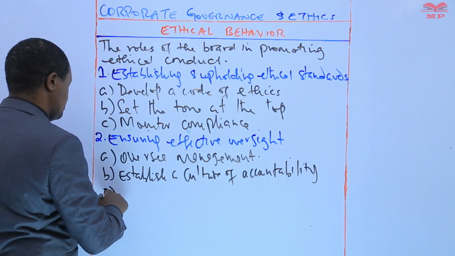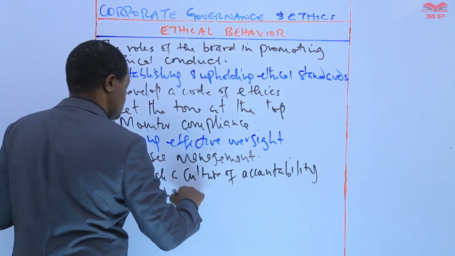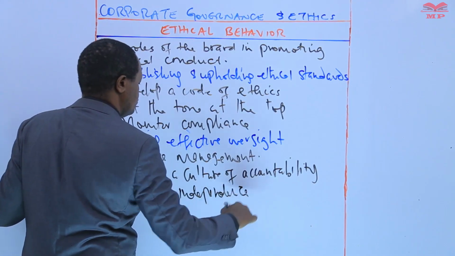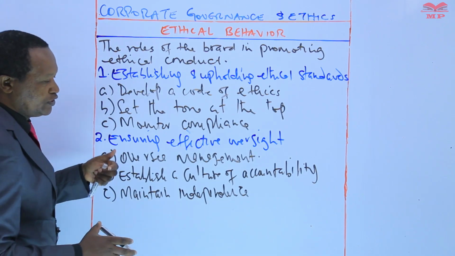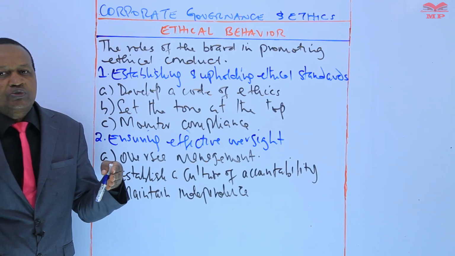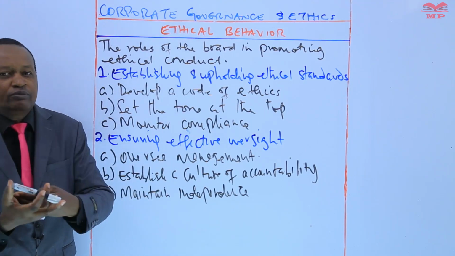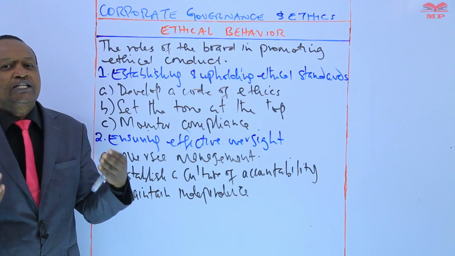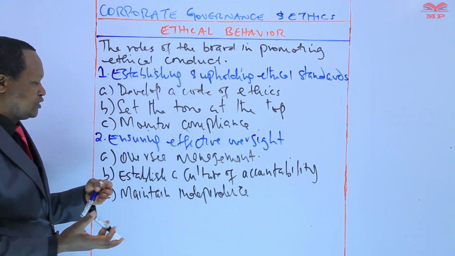Three, maintain independence. It is the role of the board to maintain independence. The board members should maintain independence from management and avoid conflicts of interest, because that then allows them to objectively evaluate management performance and make decisions that are in the best interest of the company and in the best interest of the stakeholders.